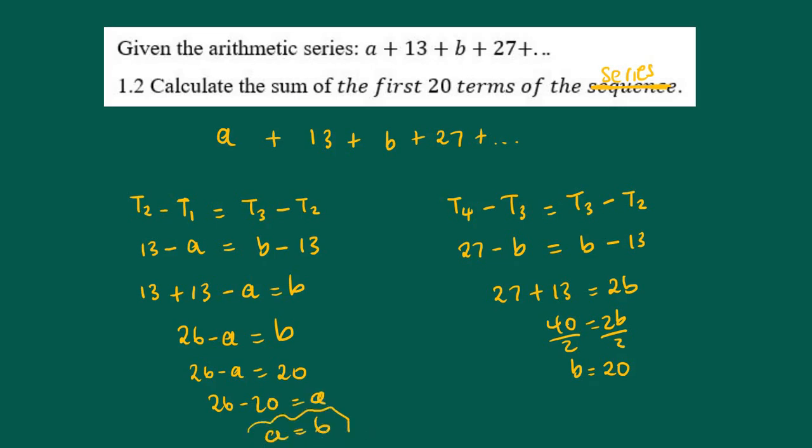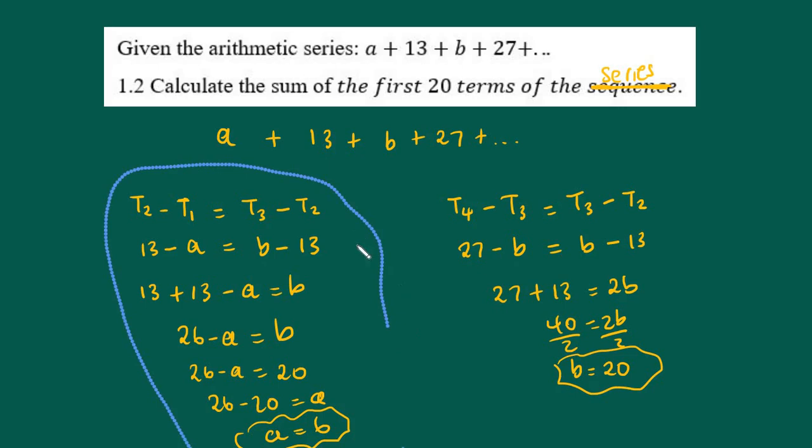Are you happy with this one, sir? Yes, sir. Perfect. So now we have our a and b, which means actually we can have the sequence. Yeah, we have the sequence. Then what is next, sir?